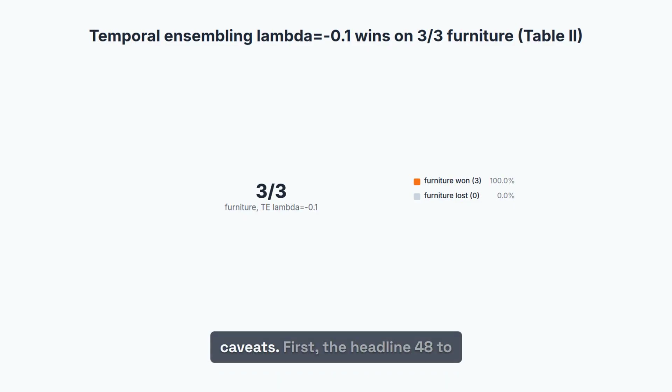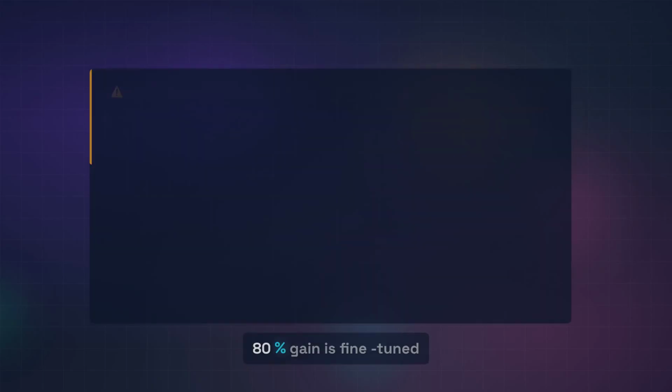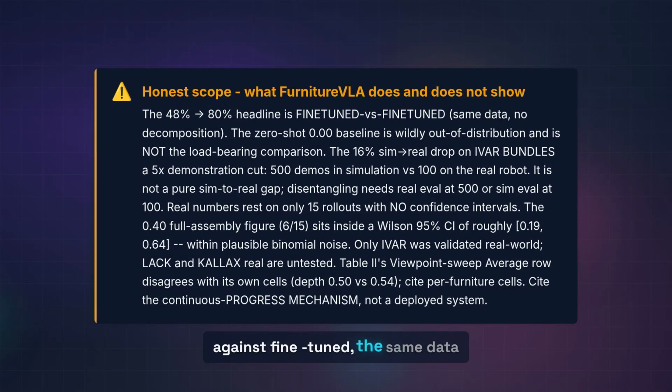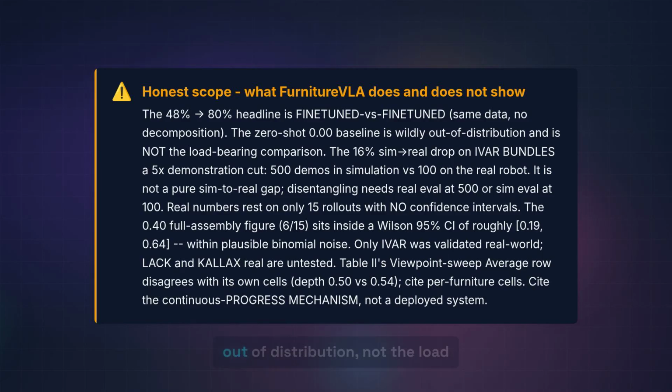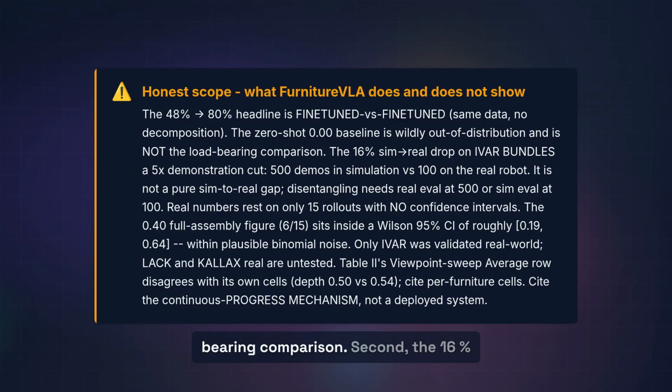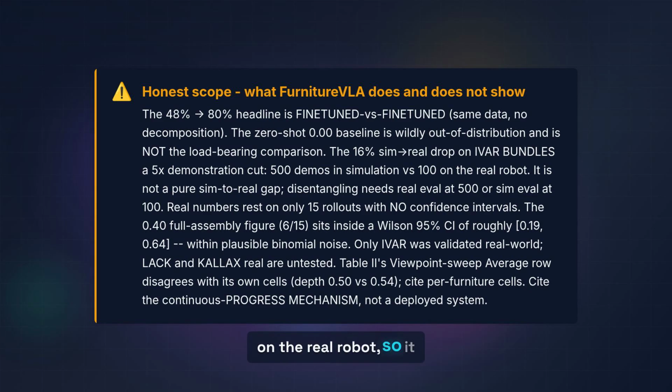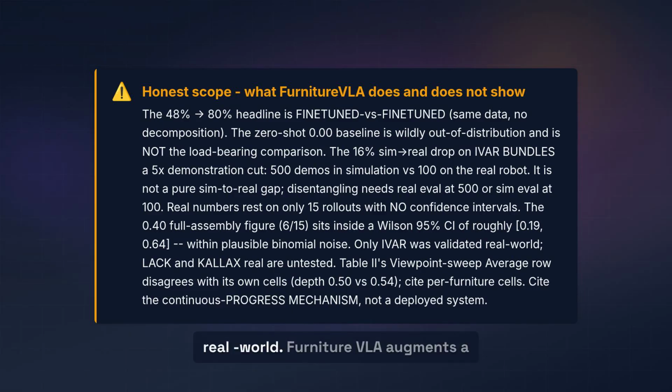4 honest caveats. First, the headline 48 to 80% gain is fine-tuned against fine-tuned, the same data without the decomposition. The zero-shot baseline scores 0 but is wildly out of distribution, not the load-bearing comparison. Second, the 16% sim-to-real drop on IVAR bundles a 5 times cut in demonstrations, 500 in simulation versus 100 on the real robot, so it is not a pure sim-to-real gap. Third, the real numbers rest on only 15 rollouts with no confidence intervals, so the 40% figure is within plausible binomial noise. Fourth, only IVAR was validated real-world.